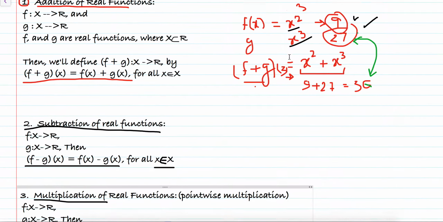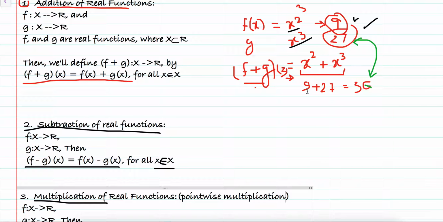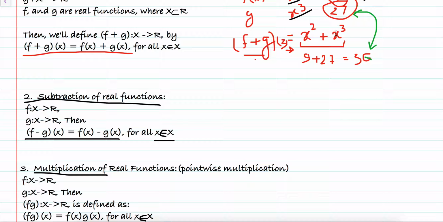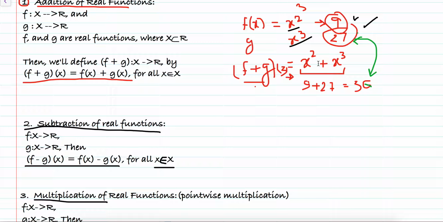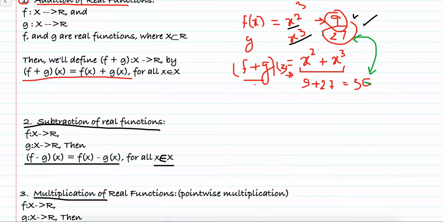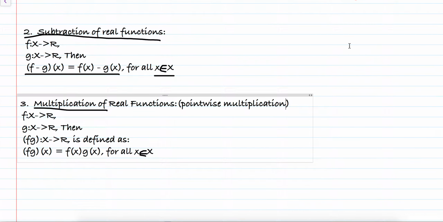So if we take the similar example, we will see that 9 times 27 is 243, and if I multiply separately it's 243. And if we take x to the power 2 times x to the power 3 and multiply these two, then we will get fg as x to the power 5. So 3 to the power 5 is also 243, and 9 times 27 is also 243.